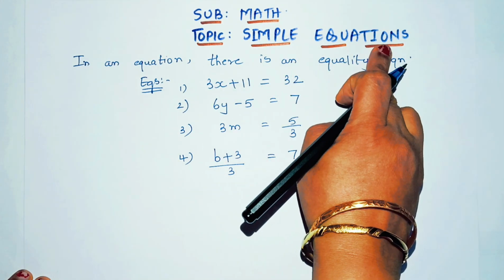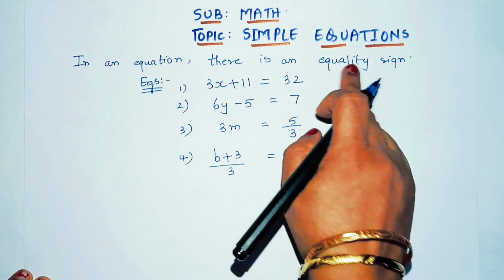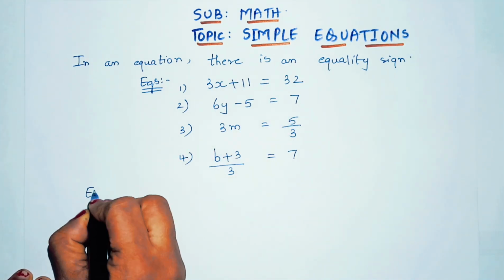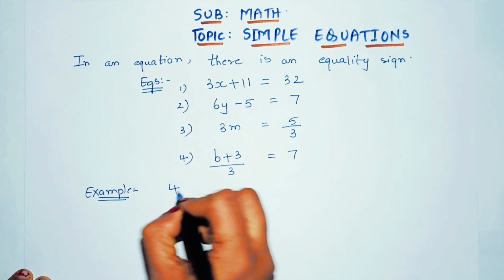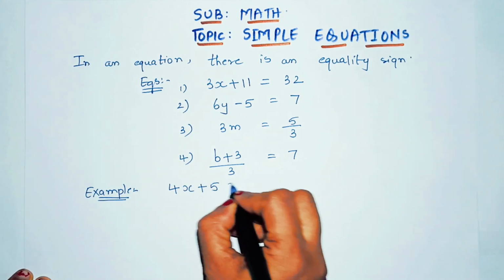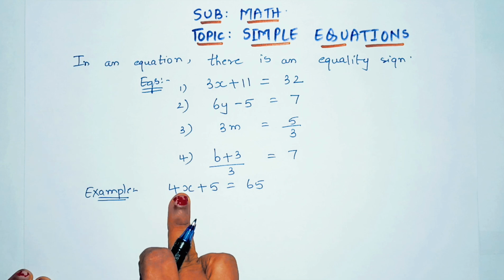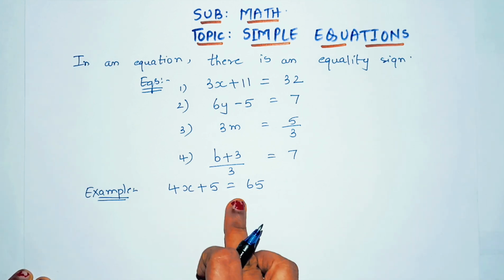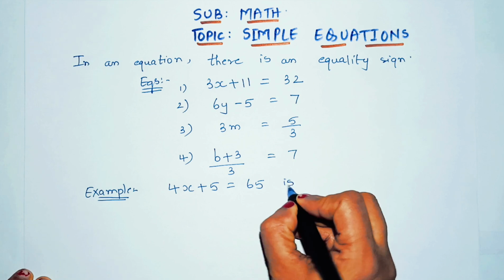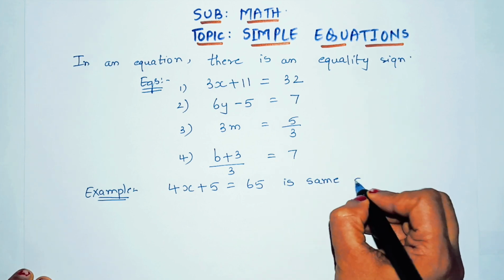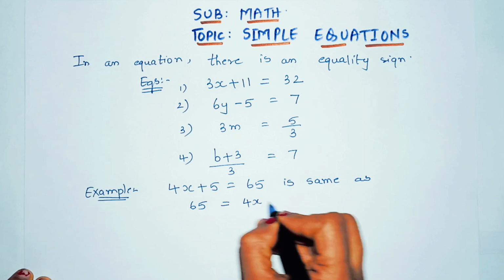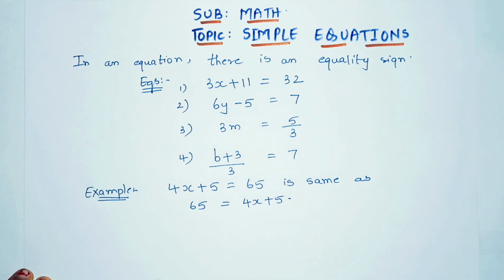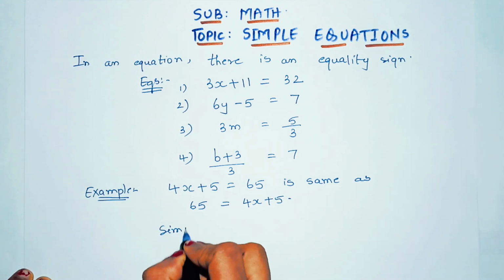So these are some examples of simple equations. In simple equations, there should always be an equality sign. Now let's see one more example. 4x plus 5 equals 65. Can I write 65 equals 4x plus 5? Yes, both are one and the same. So 4x plus 5 equals 65 is the same as 65 equals 4x plus 5. Are you getting it?